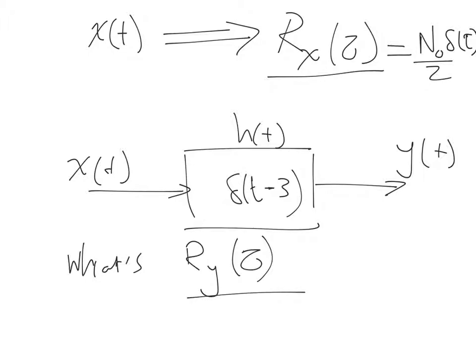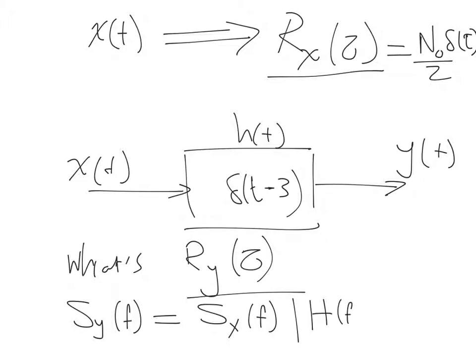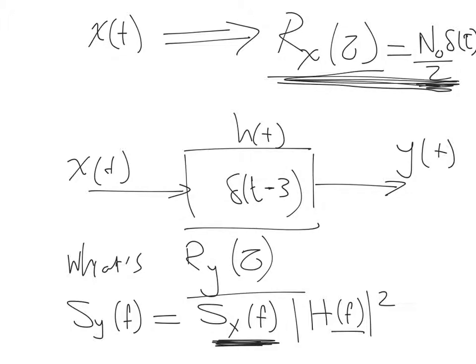The relation that I know in frequency says that Sy of f is equal to Sx of f times the magnitude of h of f squared, right? So what do I need to find? I already have Sx of f, which is the Fourier transform of Rx. And h of f is simply the Fourier transform of h of t. Then I square the magnitude of that, multiply by Sx, and I will get Sy of f. Then do what? Inverse Fourier transform will give me Ry of tau.